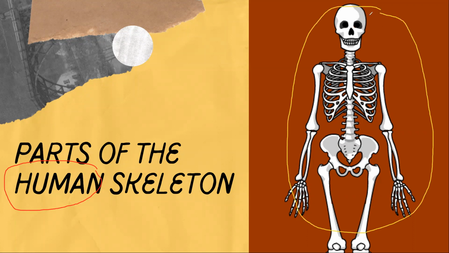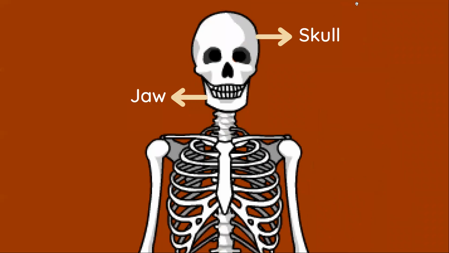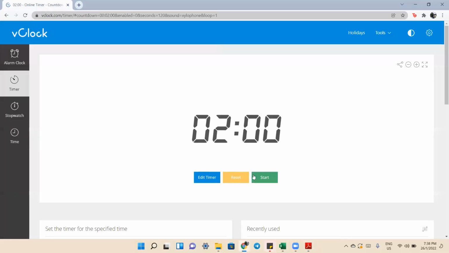Now what I want you to do is take 2 minutes. I'll put a timer. I want you to take an exercise book and list down as many major bones as you can see from the picture. Let me set a timer. It begins now.